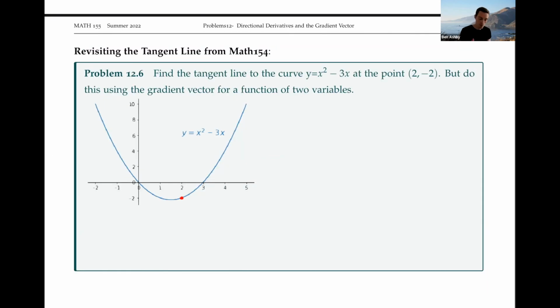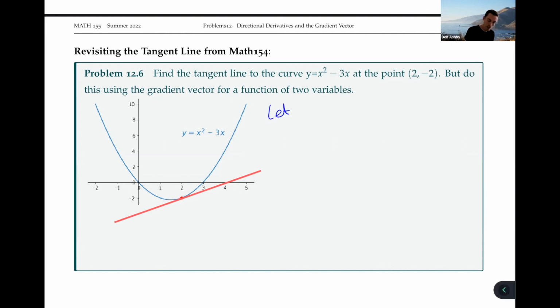Okay, the last problem on the problem sheet, which we didn't get to go through in class, was looking at how we can calculate the tangent line using a different method. Here we've got this curve, y is equal to x squared minus 3x, and say we want to find the tangent to this curve at this point here. How do we do that? Well, we could do it in the usual way that we learned about previously in Math 154. We can also do it another way.